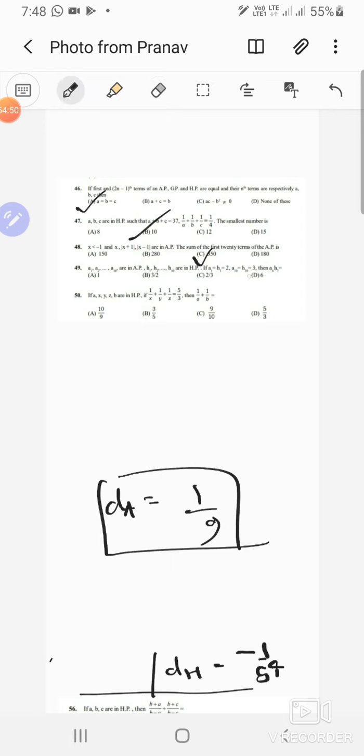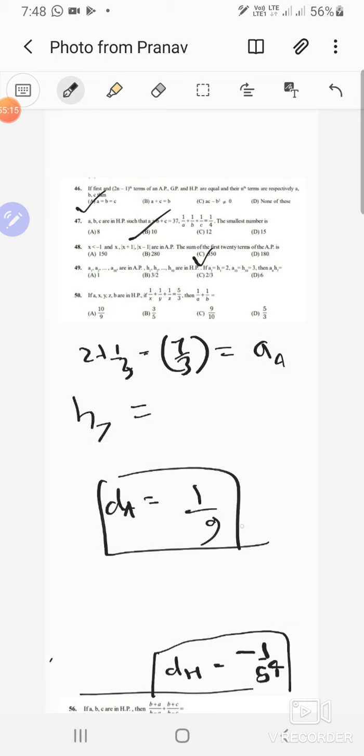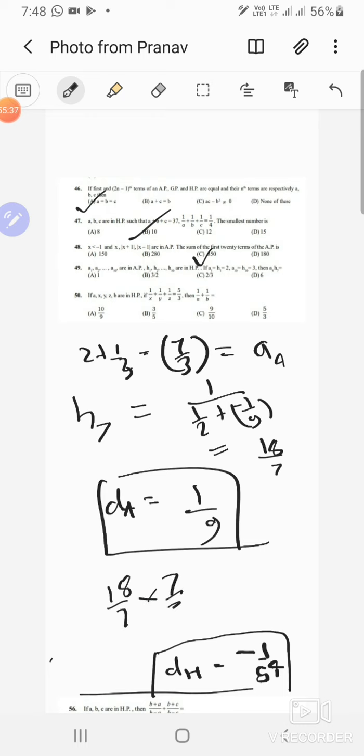And now what do we have to find? A4 into H7. So A4 is going to be the first term, 2, plus 3 times the difference, which is plus 1/3. That should be 6 plus 1, that is 7, so 7/3. Then H7: that is going to be 1 upon, the reciprocal of the first term is 1/2 plus 6 times this, so minus 1 upon 9. So what is that? 9 minus 2 is 7, so 7 upon 18, and you have 18 upon 7 into 7 upon 3. That gives me 6. Yes, that is correct.